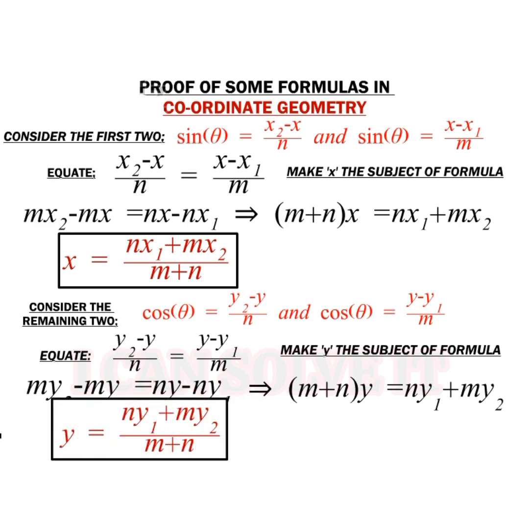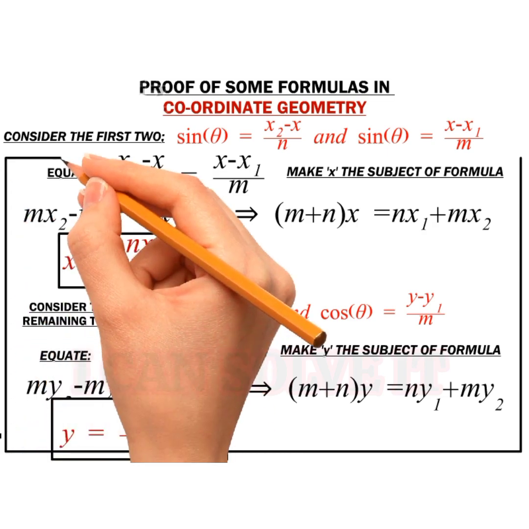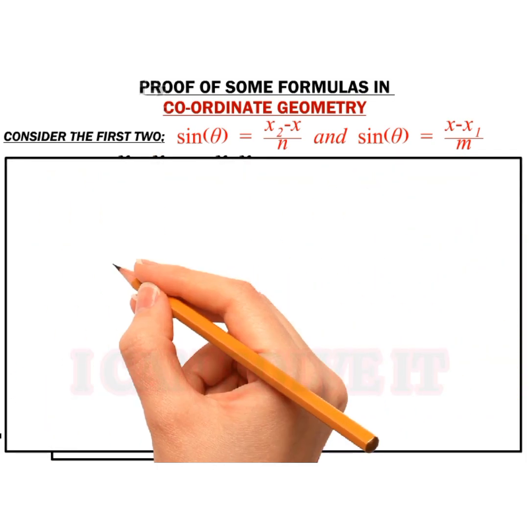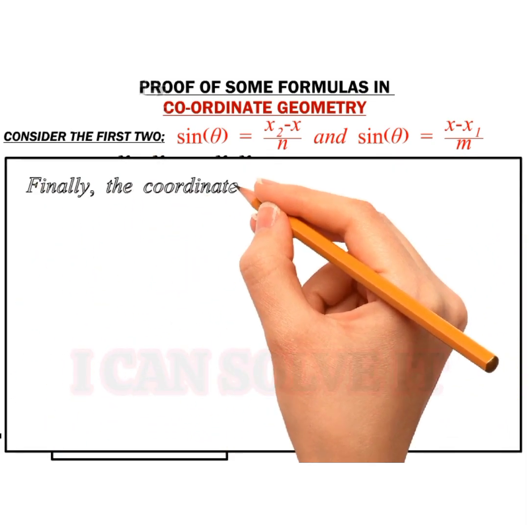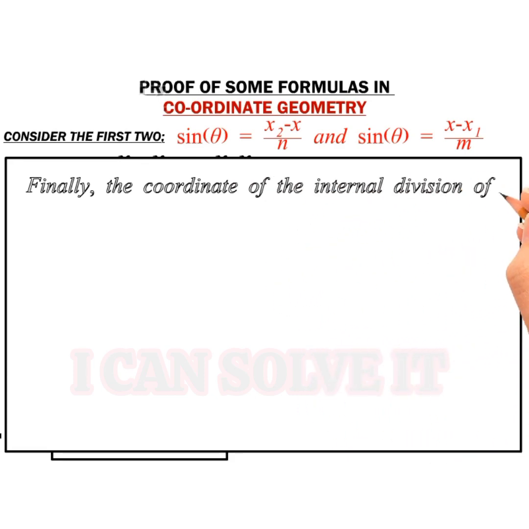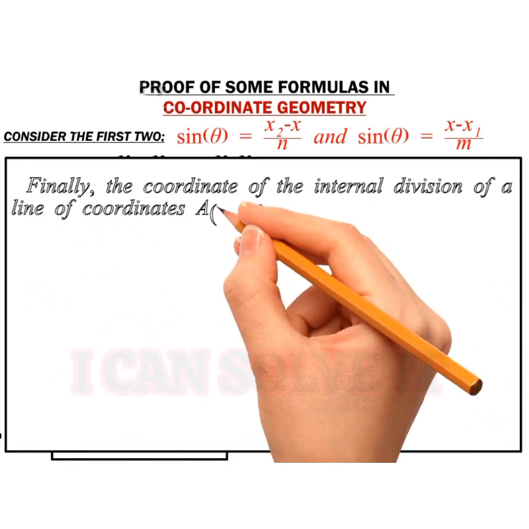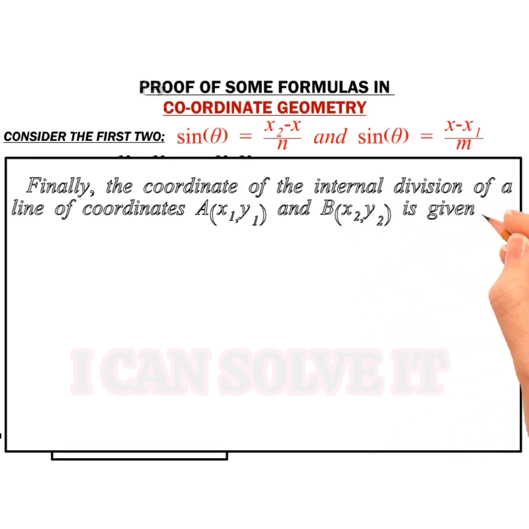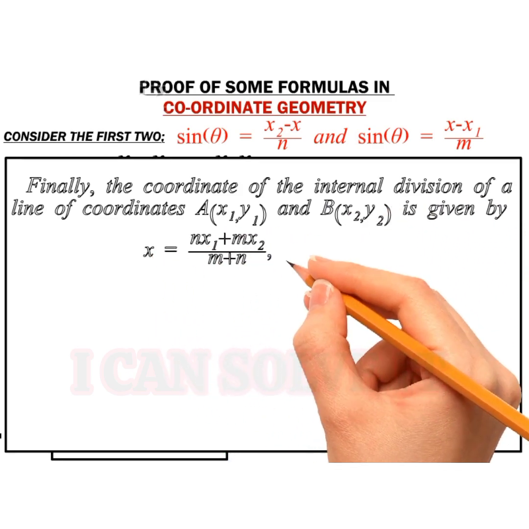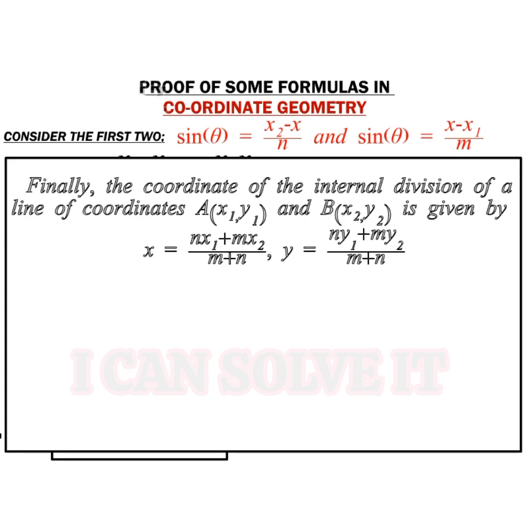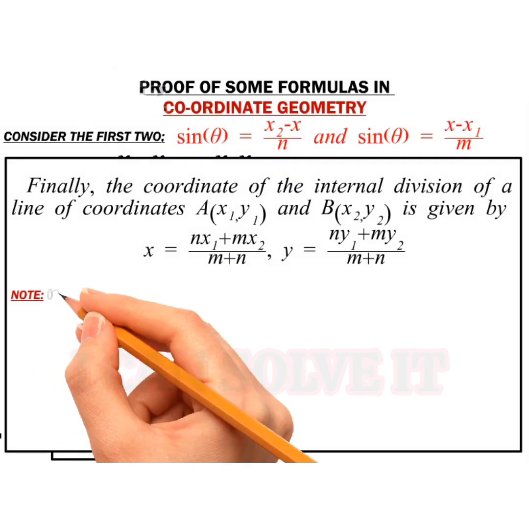Now, we have the coordinates of the division in the ratio m:n on the x and the y-axis. Finally, the coordinates of the division of a line AB is given by the following. On the x-axis, nx1 plus mx2 over m plus n, and on the y-axis, ny1 plus my2 over m plus n.